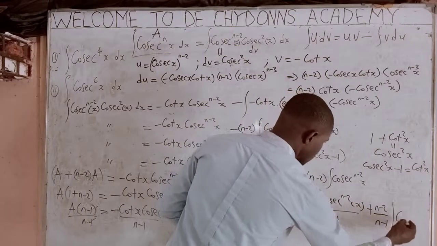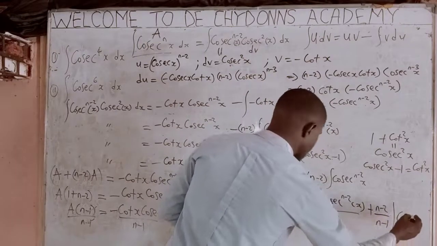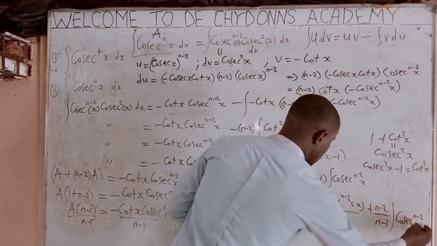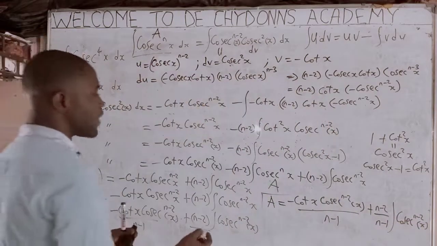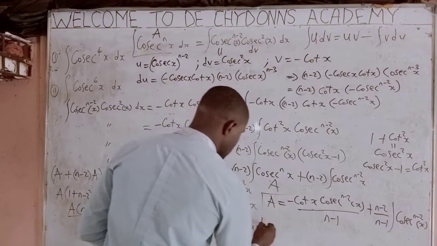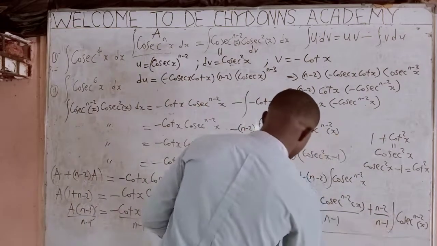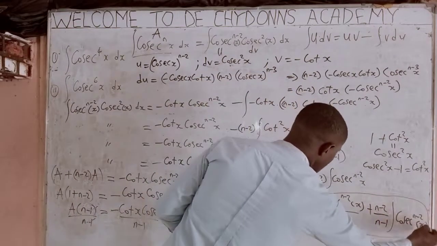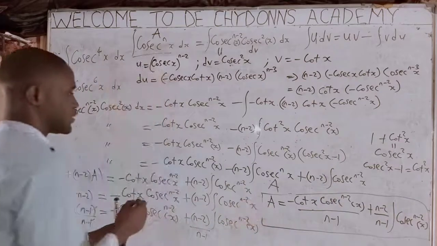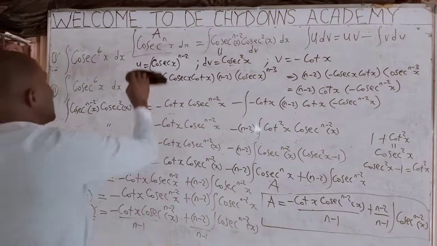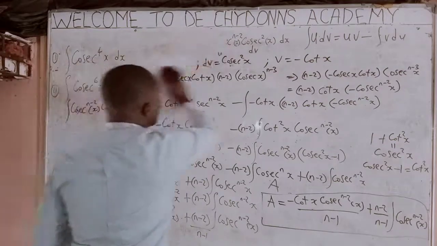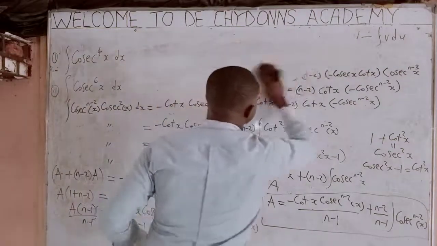integration cosec^(m-2) x. Okay, so this is a final answer. You will say this is a final answer. So this is the shortcut you have to use to integrate when you have cosec. Now let's see how we can use it to solve the question we have on the board.